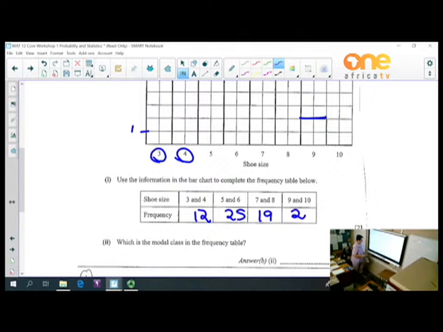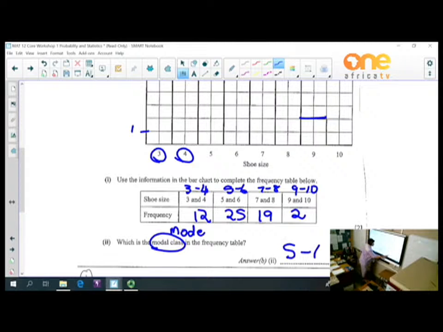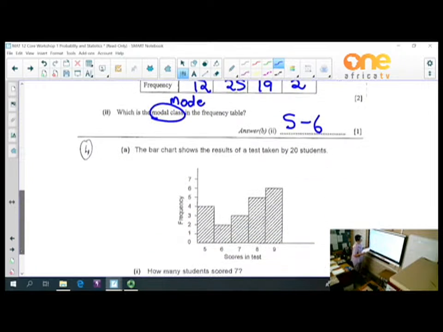Which is the modal class? Now they talk about modal class when we work with grouped data. So this is a group, 3 to 4. This is the group that you have here. And this is the group 5 to 6, 7 to 8, 9 to 10. Now, the modal class is like the mode. It's the same as the mode. Which one is the mode? The one with the highest frequency, which is this one. So it will be 5 to 6. That group will give you the modal value.